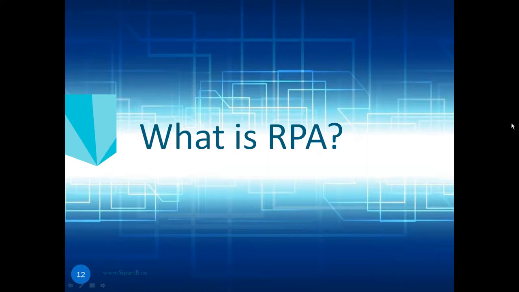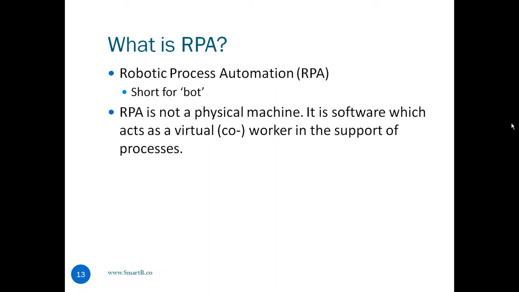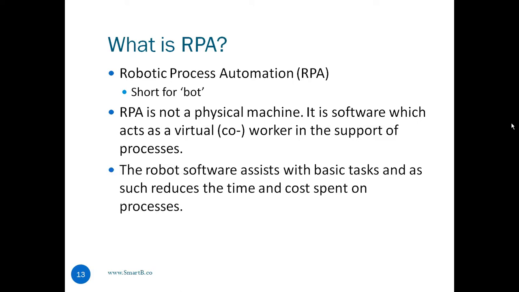What is RPA? In order to understand RPA, the first thing you need to know is that the R stands for robot. It's short for bot or robot. It is not a physical machine, it's just a software that acts like a super assistant to help the business in their processes. So this is very, very crucial in understanding that actually it's just a software. So if you understand this, then let's begin with a simple video.